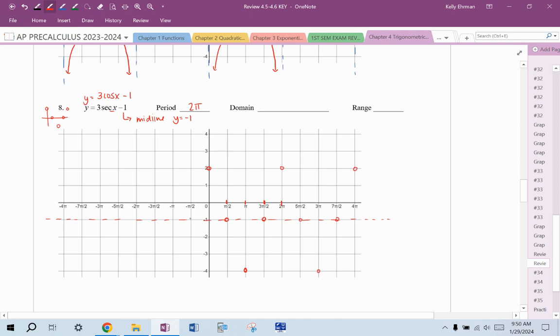On the left side, back to midline, 3 below, midline, 3 above. Midline, 3 below, midline, 3 above. Anywhere the cosine graph hits the midline, those angles are places where cosine equals 0. So that means that we need to draw a vertical asymptote for where secant is undefined.